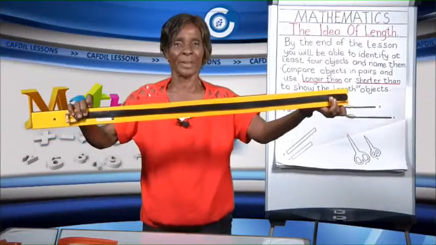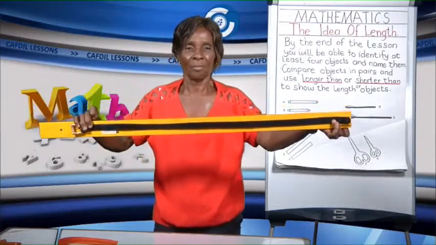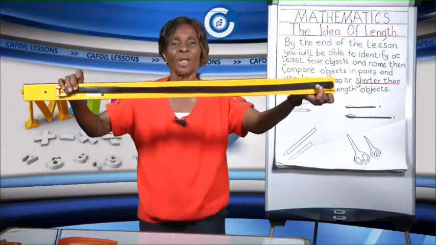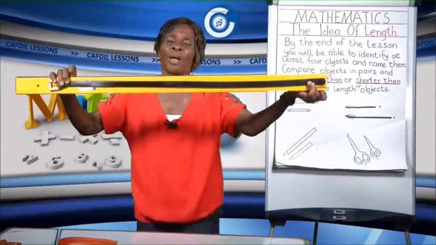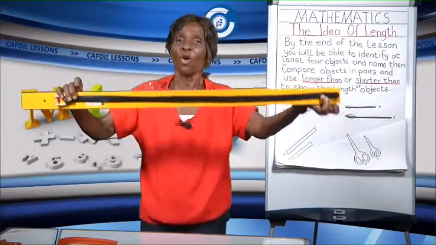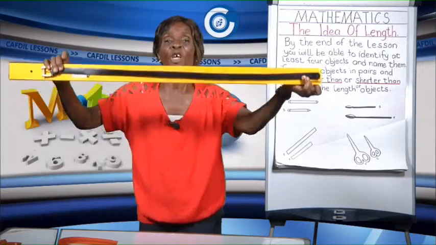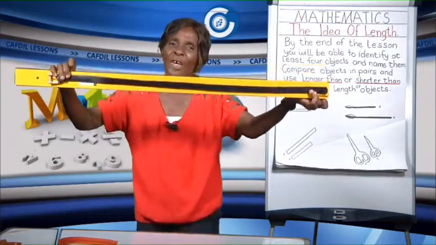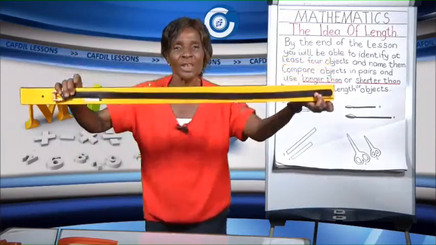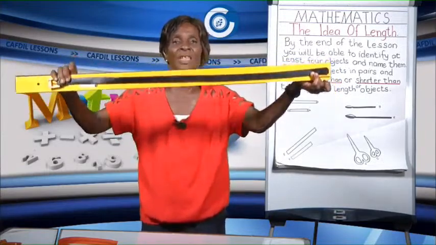Tell me something about the belt. Yes, you. The belt is... Come again. We are using either shorter than or longer than. Yes. The belt is shorter than. Good. Give her a clap. You've done well. The belt is shorter than the ruler.